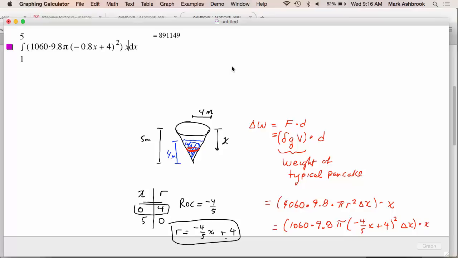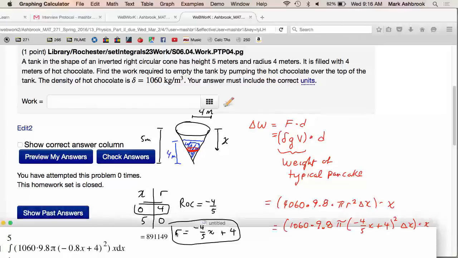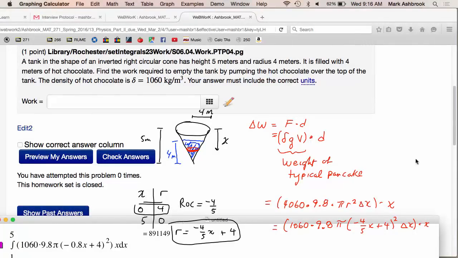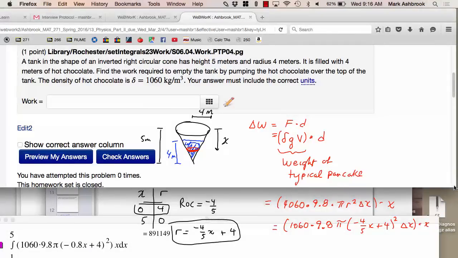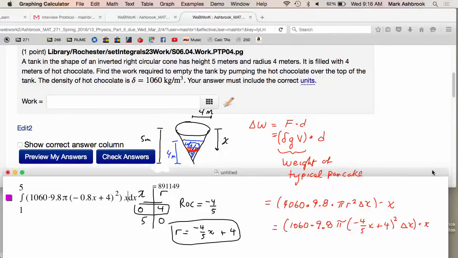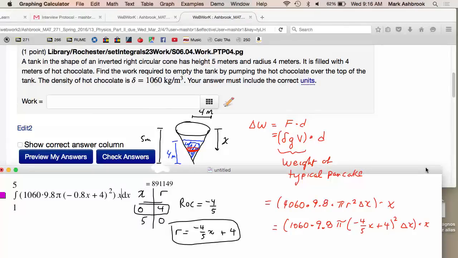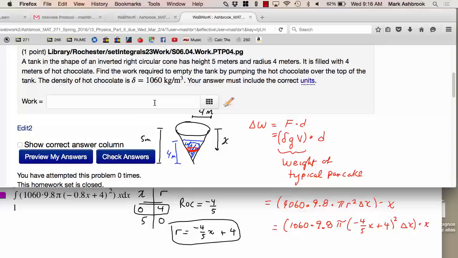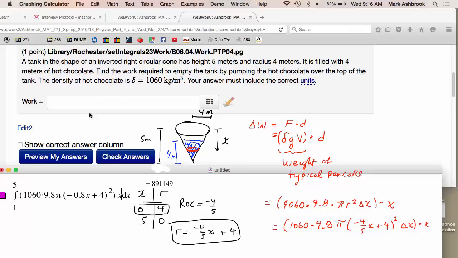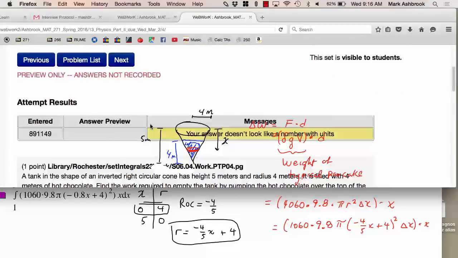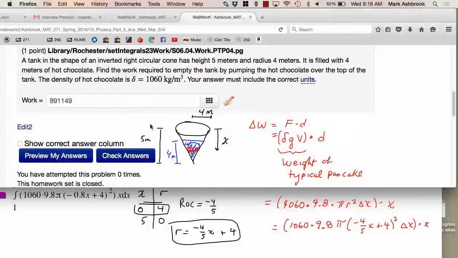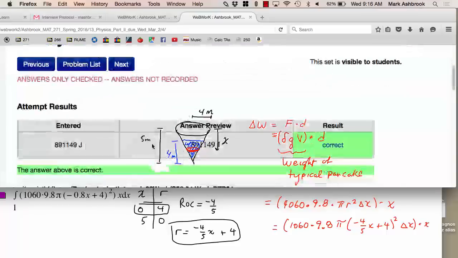891,149. Right. 891,149. I need units. What are my units? I think that's capital J. Got it.